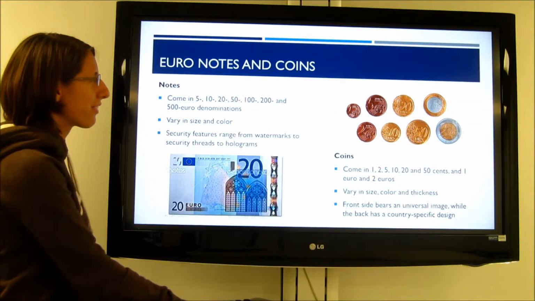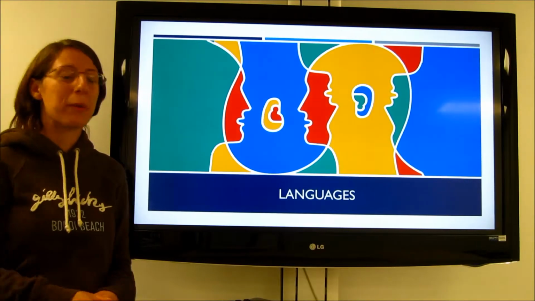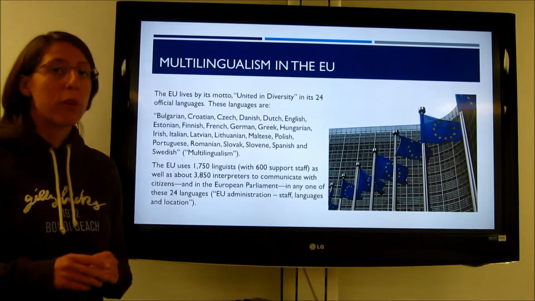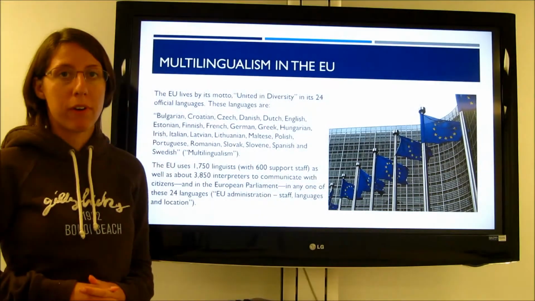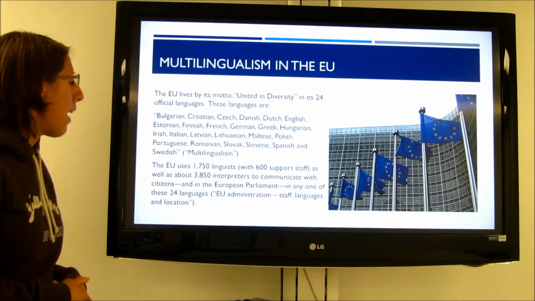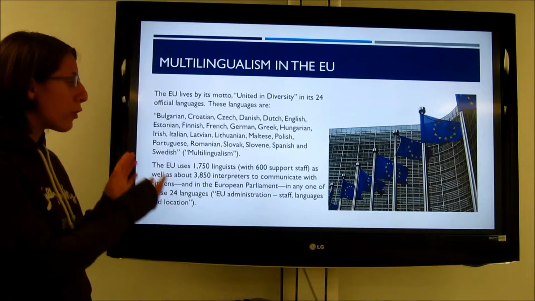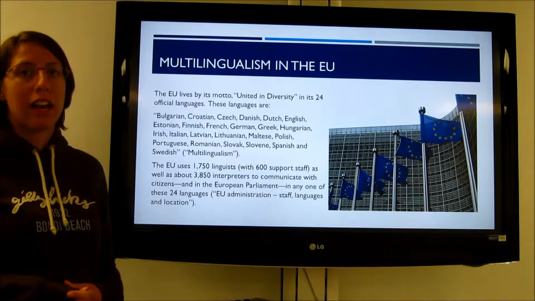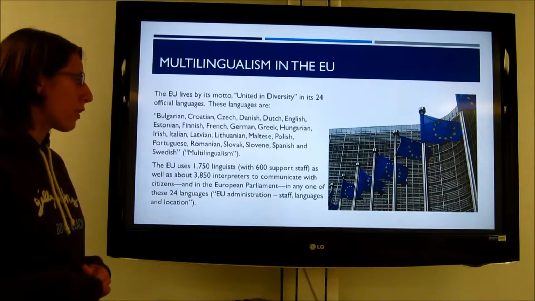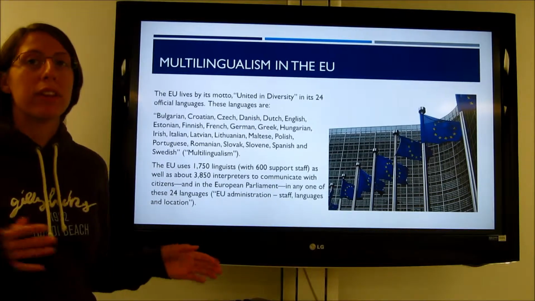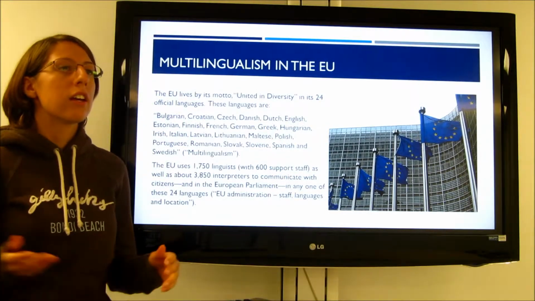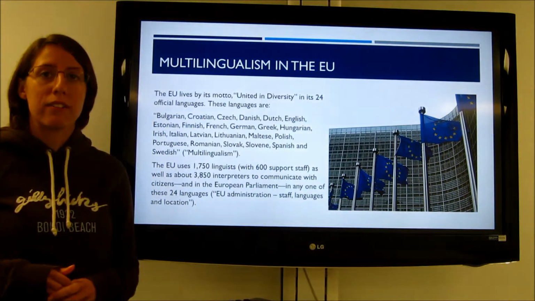All right, here's languages. Now the EU uses very many different languages. It has 24 official languages, and I imagine there may be more. They may add in the Irish language, for example, later on. To use all these languages, they have over 1,700 linguists. They also have almost 4,000 interpreters and many other support staff to work with them to make sure that documents are compiled correctly, as well as concerns of the citizens are addressed in their own native tongue.